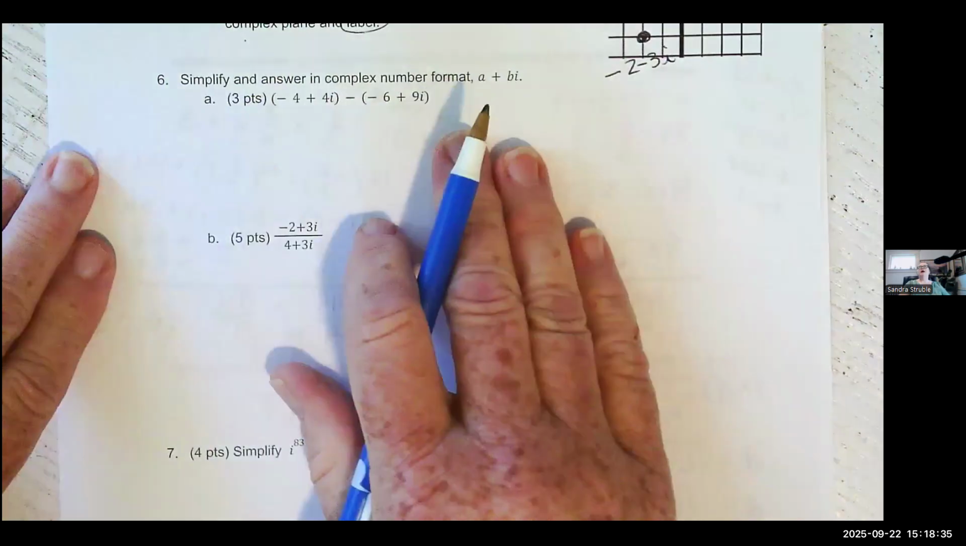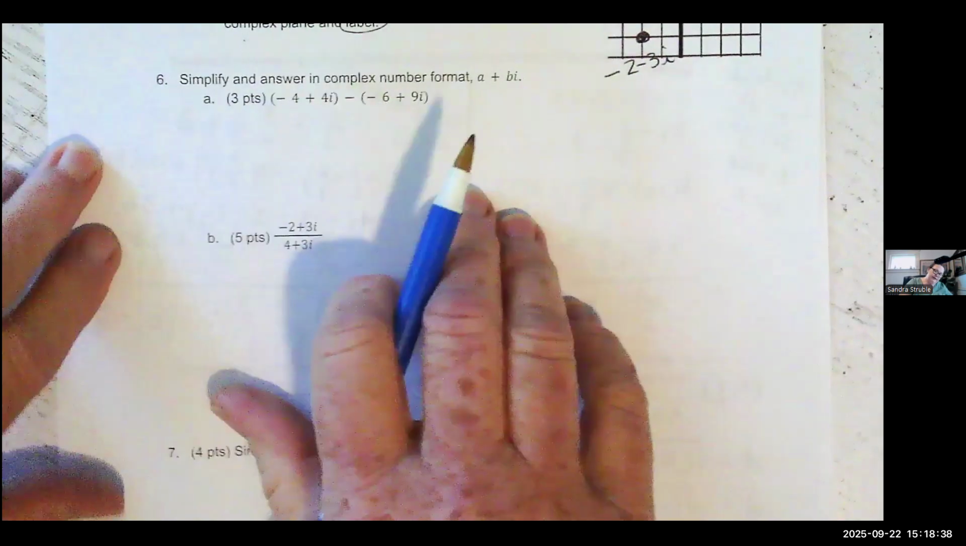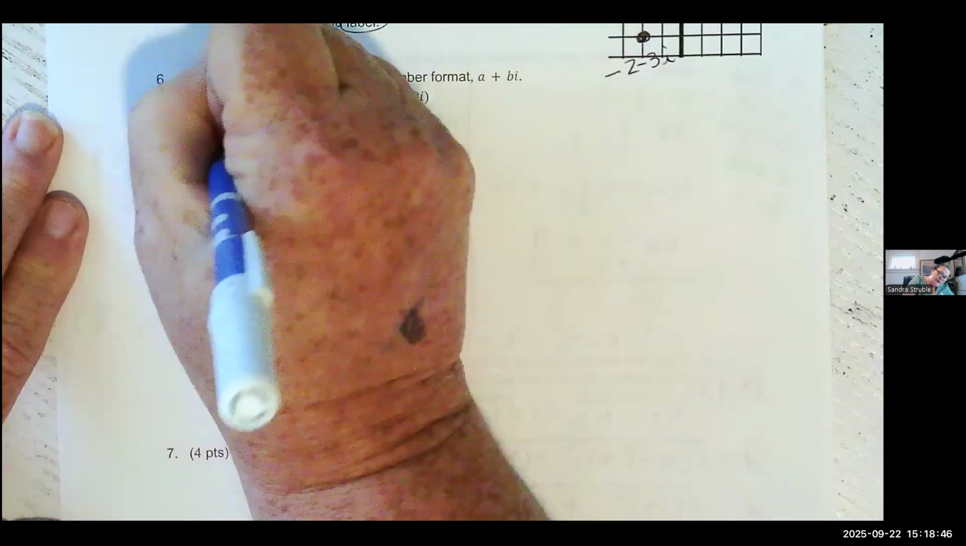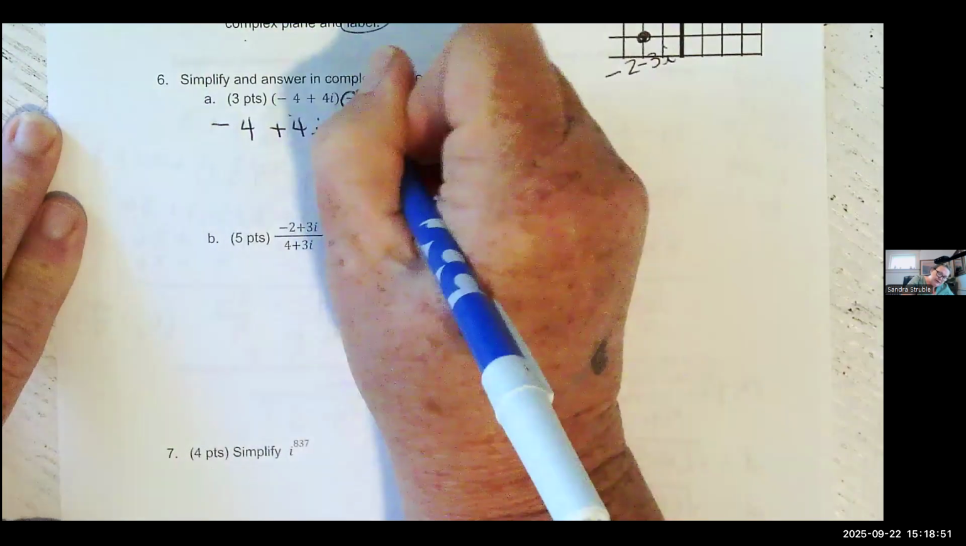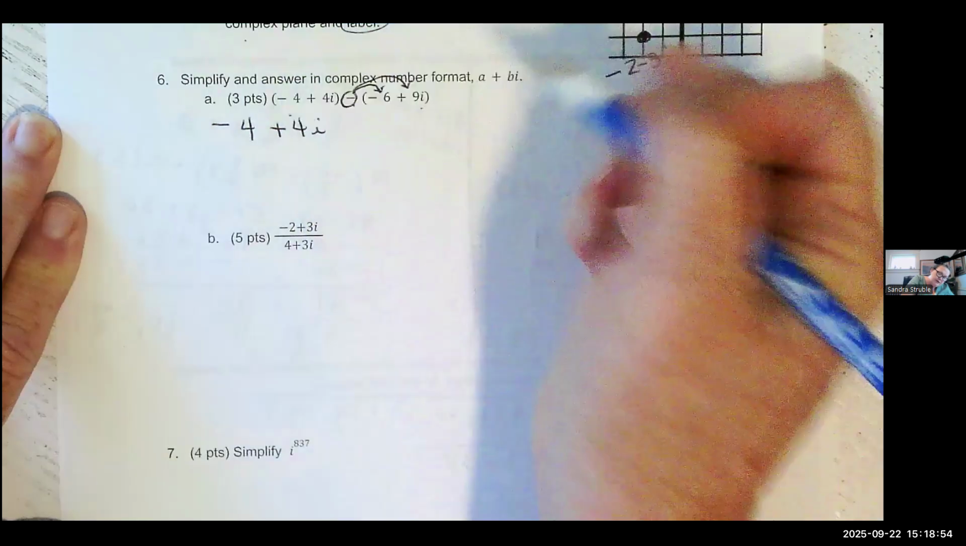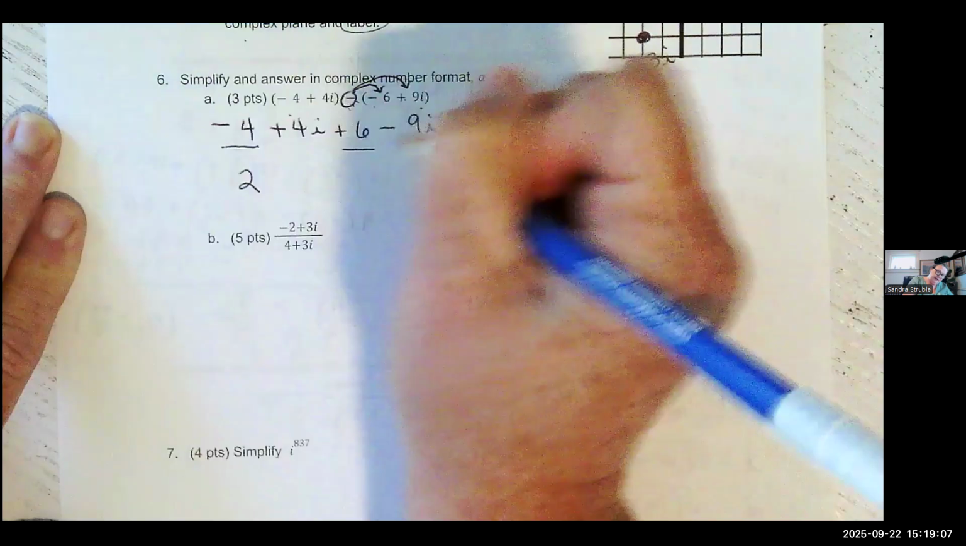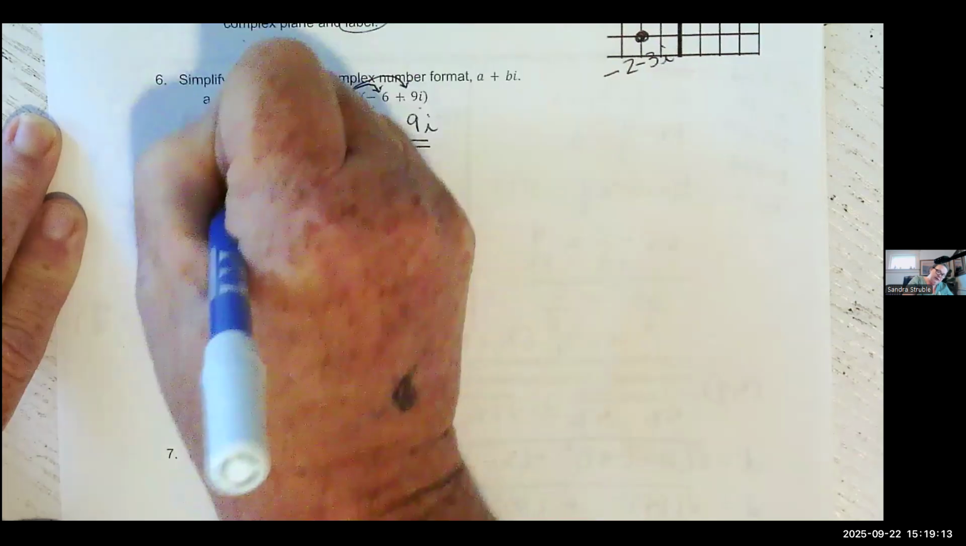Simplify. Lord have mercy. And I warned y'all about this, but many still did it. I'm worried. This is just subtracting these two binomials. That's it. So I'm just going to rewrite the first one. I saw a lot of multiplication here. You distribute this negative to both terms. So negative times a negative is a positive 6. Negative times a positive is a negative 9i. Now you combine like terms. The -4 plus 6 is 2. 4i minus 9i is -5i. It's in a plus bi format.